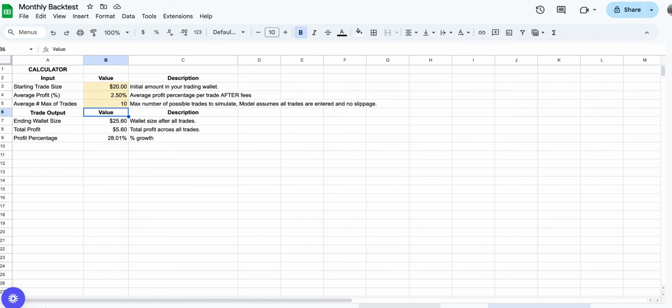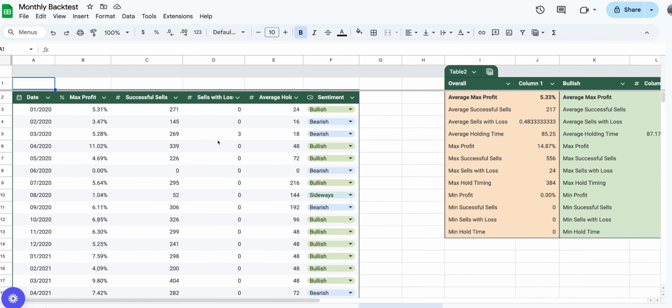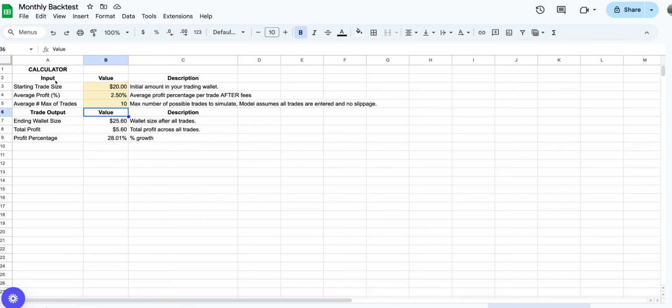If you look over here at these backtesting results, like January of 2020, we made 271 successful sells. So let's just enter that in and see, if you actually were able to capture all of those trades, what would happen after 271 trades? Your $20 starting trade size would grow to $16,000. And this is just simple compounding interest.